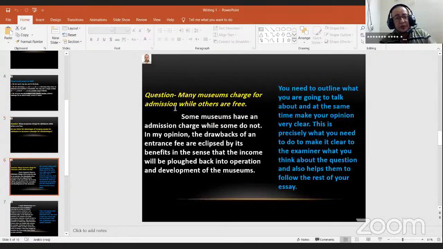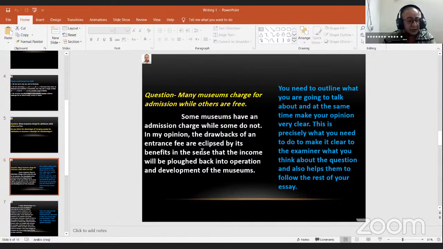Now, some museums have an admission charge while some do not. In my opinion, the drawbacks of an entrance fee are eclipsed by its benefits, in the sense that the income will be plowed back into operation and development of the museums. That is a perfect introduction for my essay.